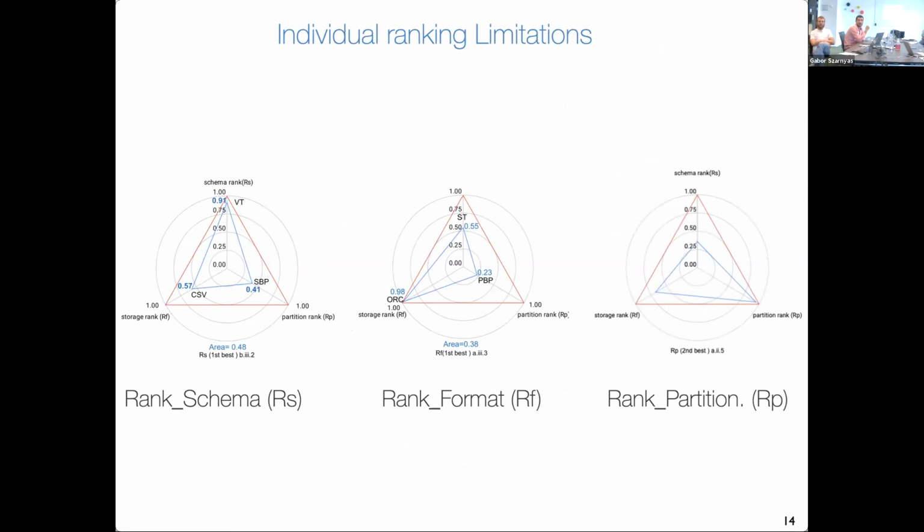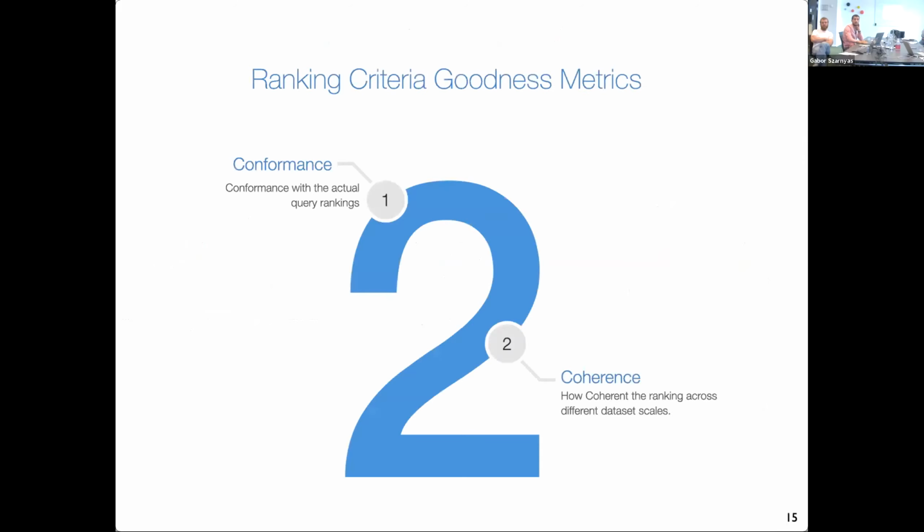This doesn't mean these ranking dimensions are bad. Actually, each individual ranking criterion tries to optimize towards one dimension. For example, ranking by schema tries to optimize towards the schema dimension, ignoring the other two, which are the partitioning and the storage dimensions.